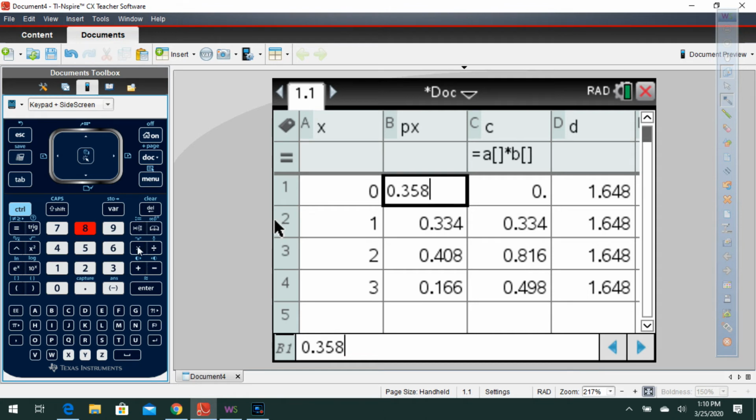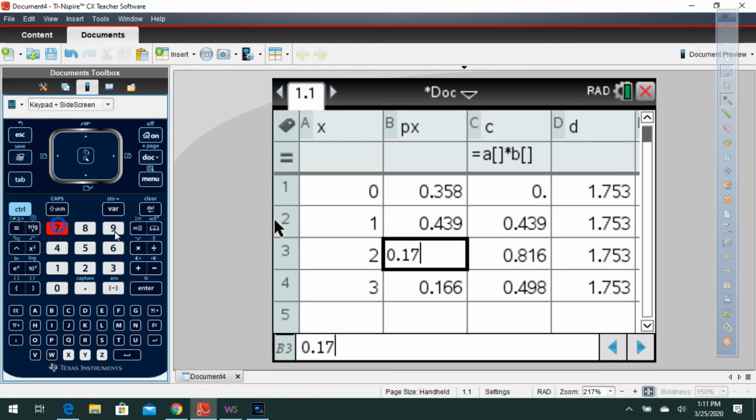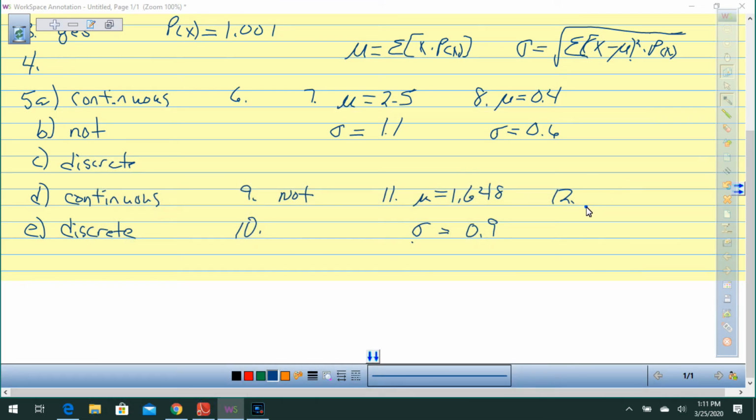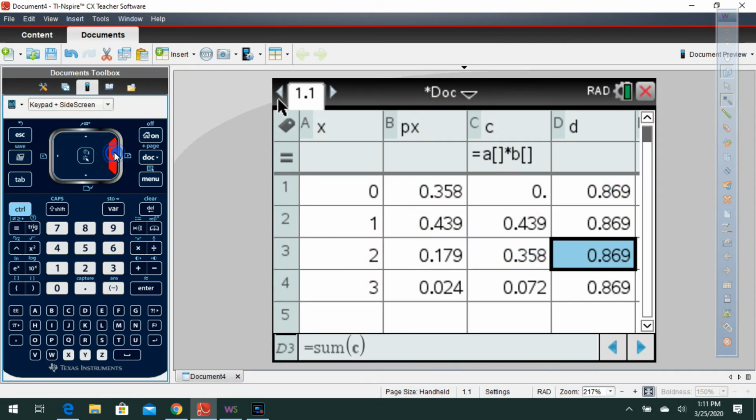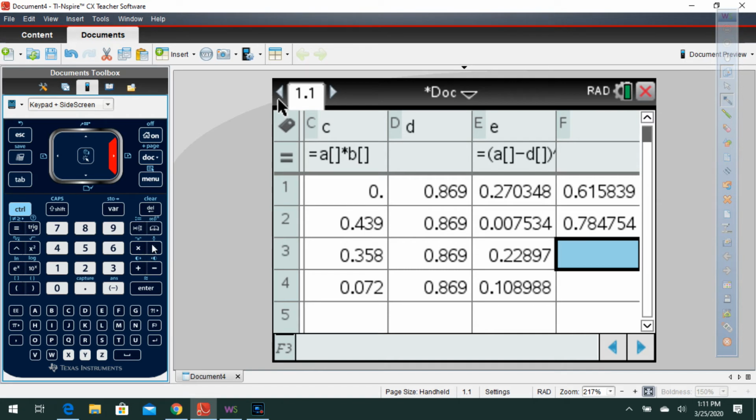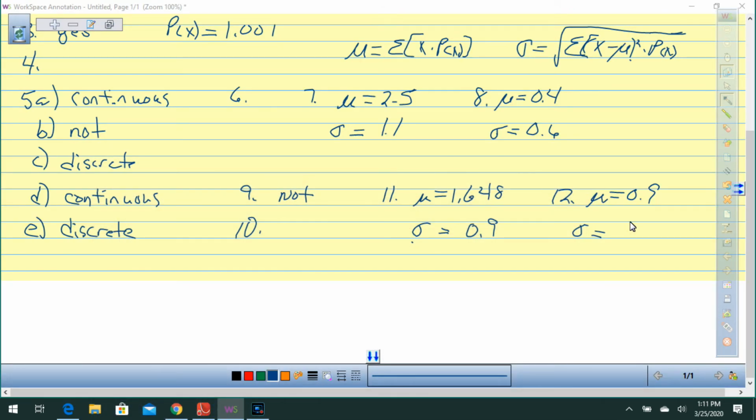0.358, 0.439, 0.179, 0.024. Okay. And we'll look here. We have our mean is 0.86. We'll say 0.9. Our mean is 0.9. And our standard deviation, isn't technology great? 0.78, so we'll just say 0.8. Excellent.